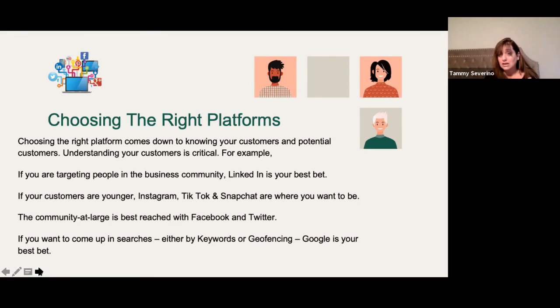And if you want to come up in searches, either by keywords, so if you have a pet shop, it might be that your keyword is kibble or pets or anything that's really animal related. So that's a keyword. Or geofencing, which is by zip code, by area, by region, by state, things like that. Then Google is really your best bet.